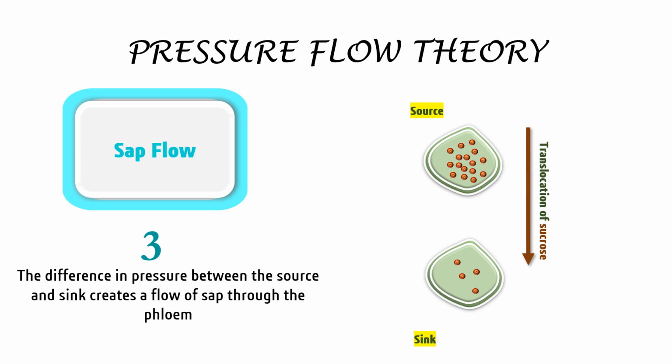The increased pressure in the phloem pushes the sugary sap along the sieve tubes toward areas of lower pressure, the sink regions, so the sucrose begins to travel from source towards sink.